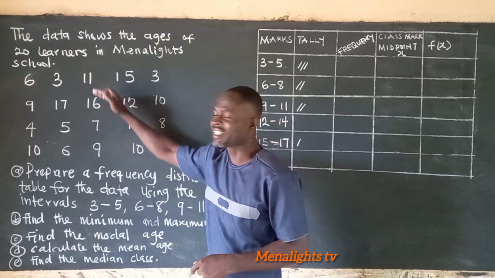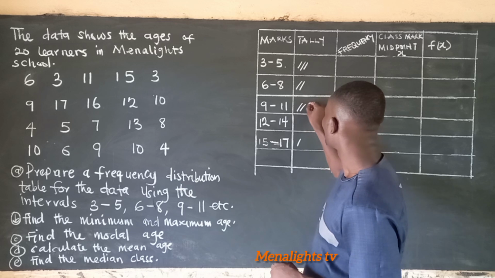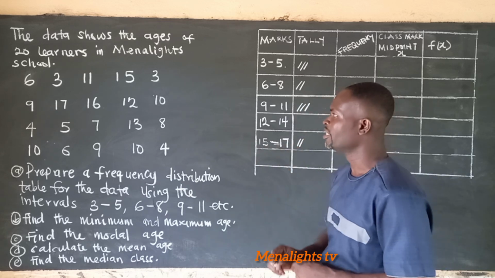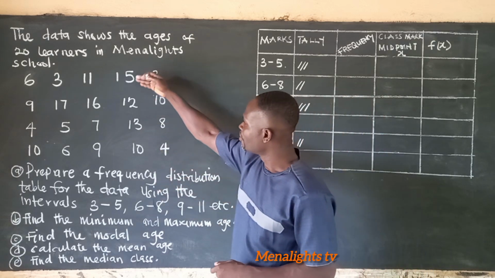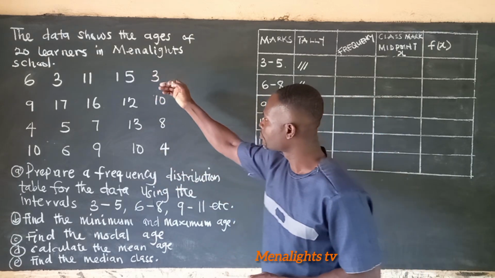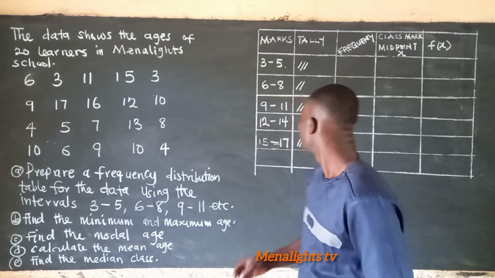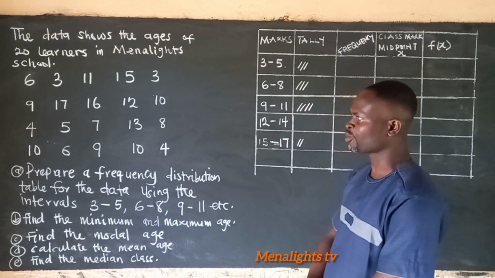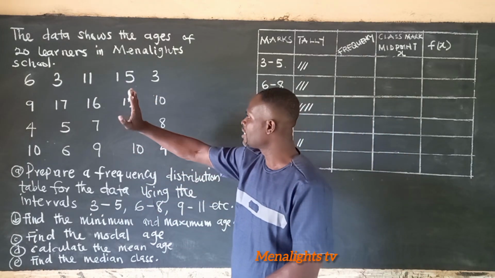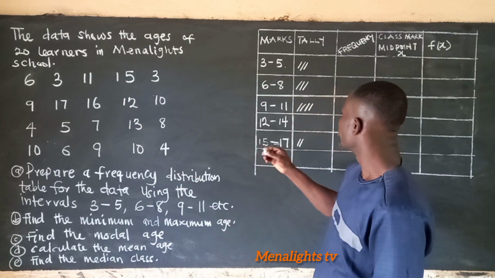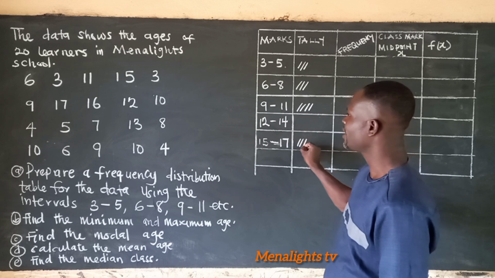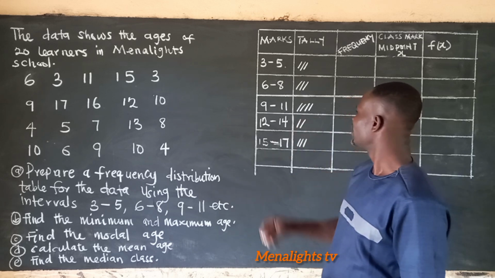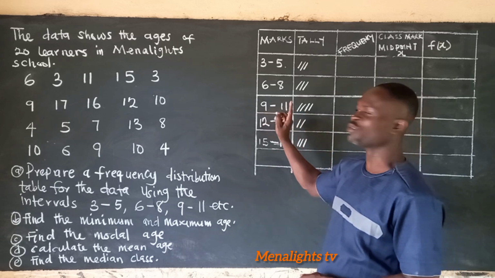So let's look at 11, 16. This is where you have our 11. Our 16 is between 15 to 17. Then we have 15, 7 and 9. So 7 will be here and 9 will be here as well. So we have 15, 12, 13, 10. So my 15 will be here. 12 is here. 13 is also here, and my 10 is between 9 to 11.